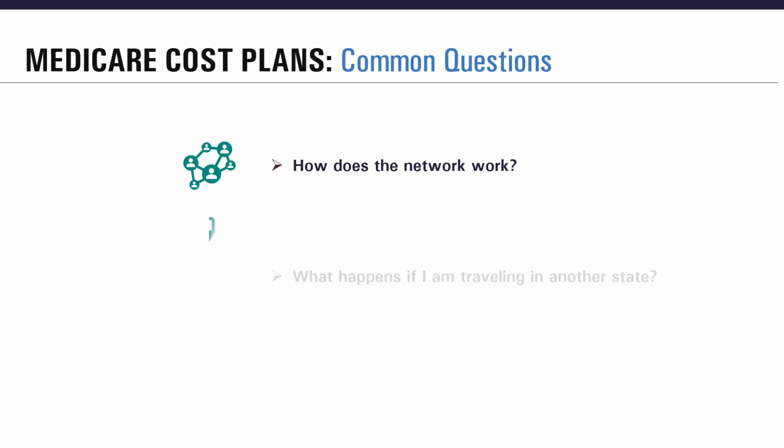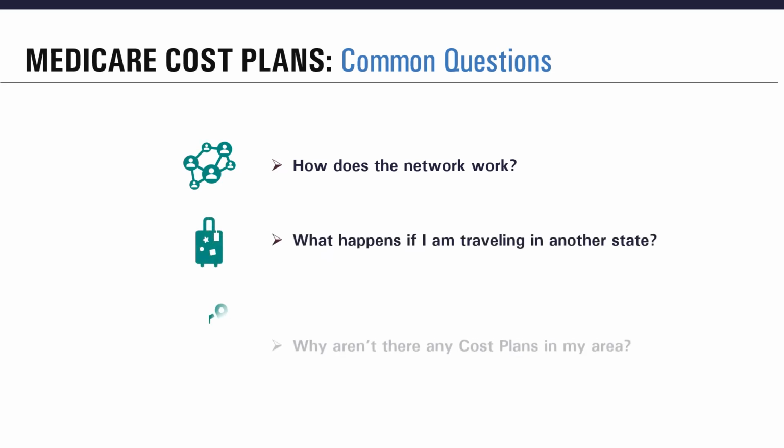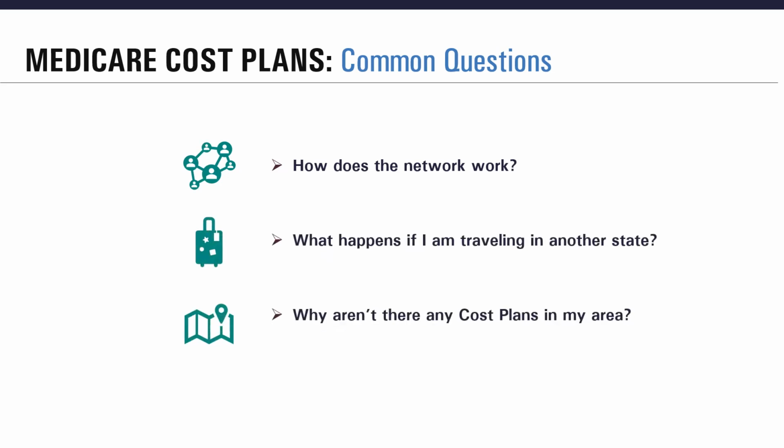There are some top questions that we get out in the market. One is, how does the network work? Well, if you're receiving medical services in a county where the Medicare cost plan is sold, you must seek care from the network providers only. Should you happen to see an out-of-network provider in a county where Medicare cost is offered, there will be no benefits from the private insurance company, but you will still be covered by original Medicare without secondary coverage.